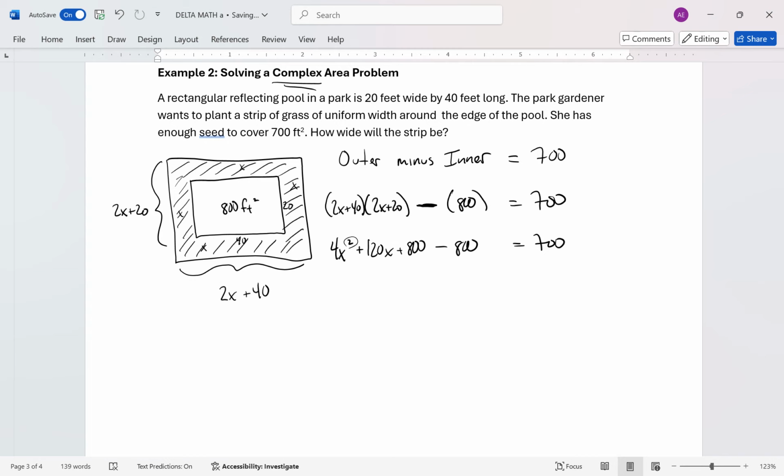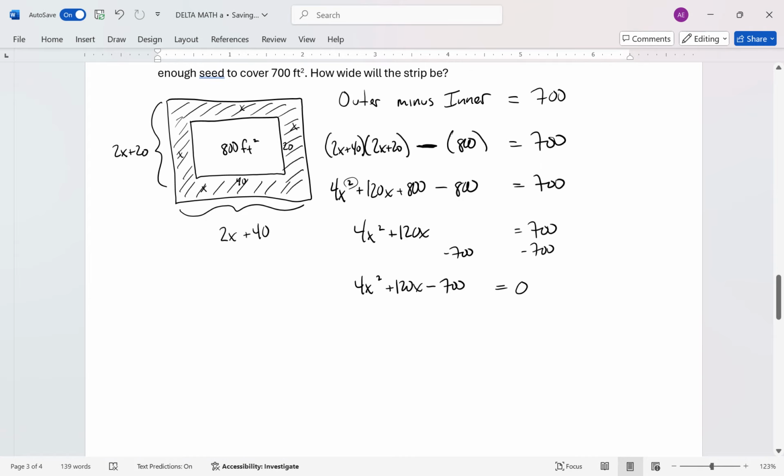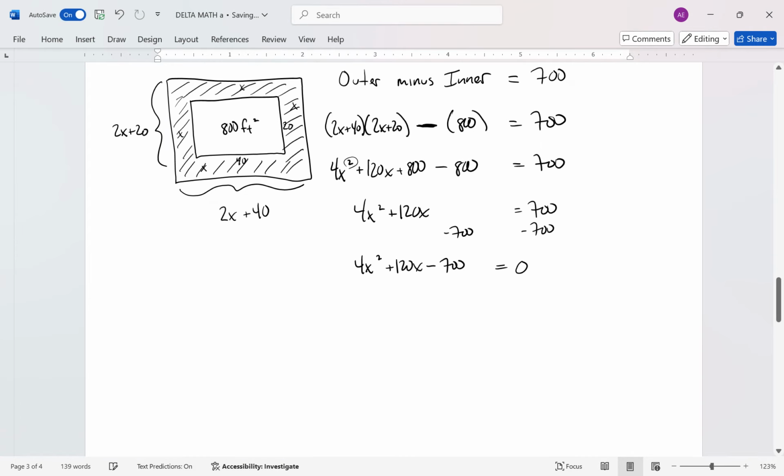Now it's up to us to solve it. These 800s reduce. 4 times x squared plus 120x, the 800 minus 800 cancel each other out, reduce to 0, equals 700. Let's subtract 700 from both sides. So we get 4 times x squared plus 120x minus 700 equals 0. And here we go. It happens once again where we can divide by 4. X squared plus 30x minus, I guess that's going to be 28, if I'm not mistaken, equals 0.